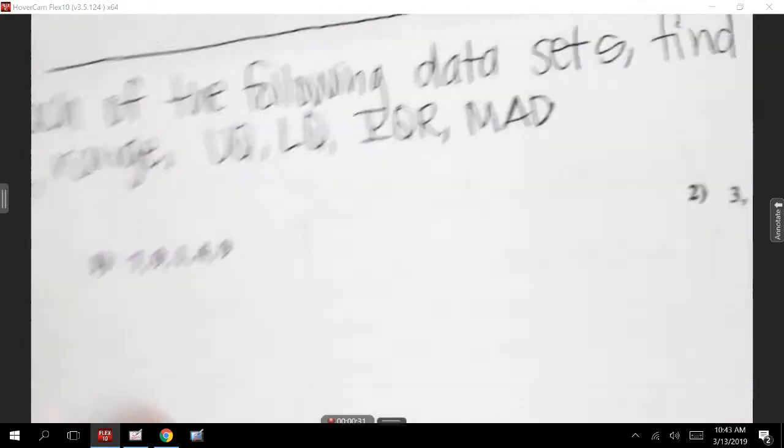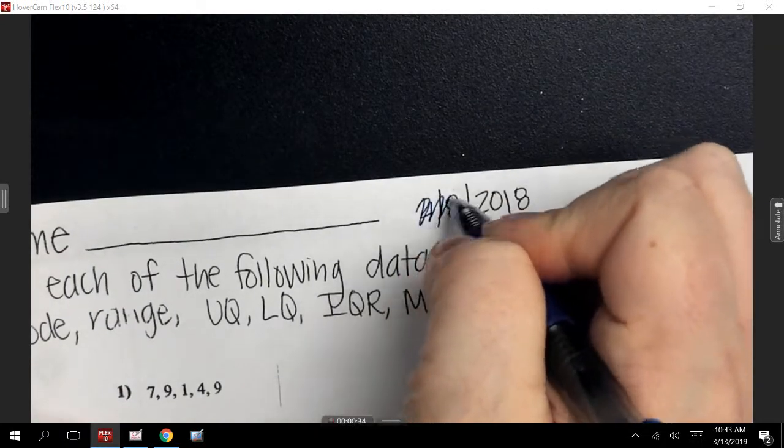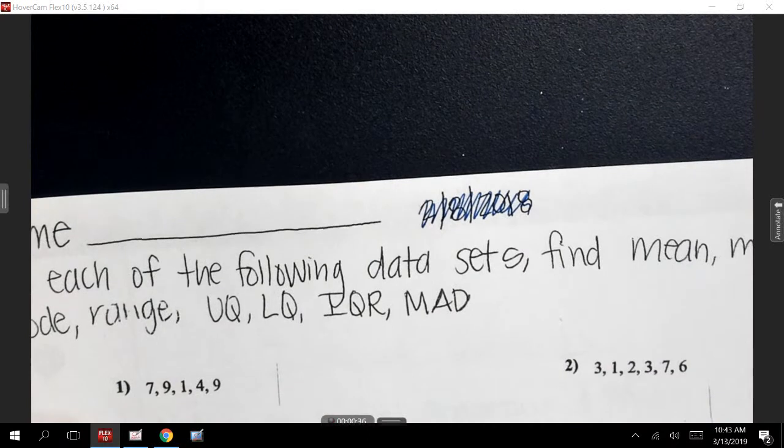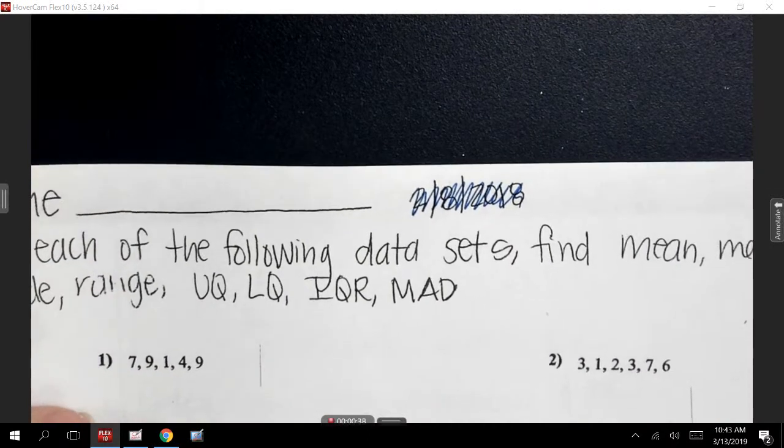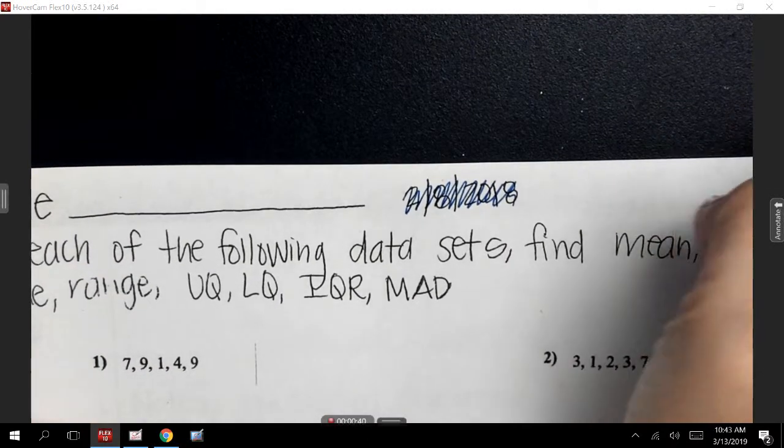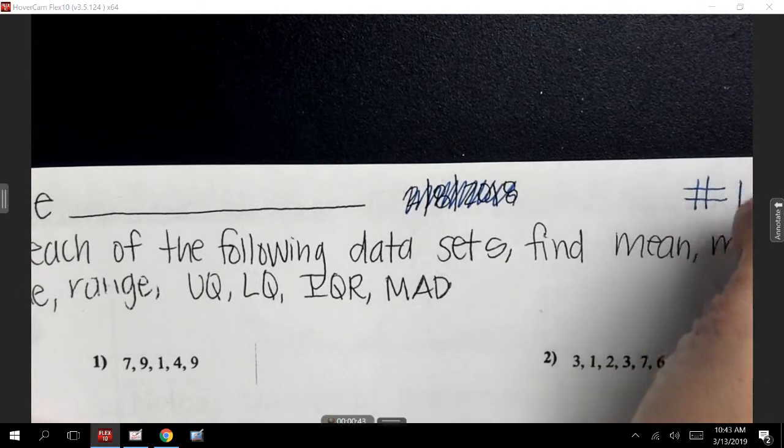All right. On today's worksheet, this is number 10. Guys, ignore this date on here. That's when we did this last year. Today is not February the 8th. All right. This is number 10, though, so let's make sure we mark number 10.